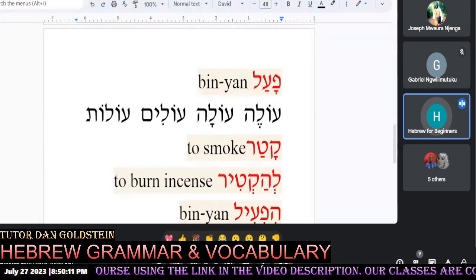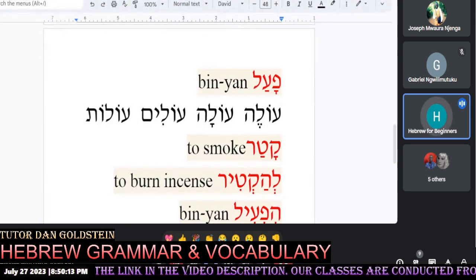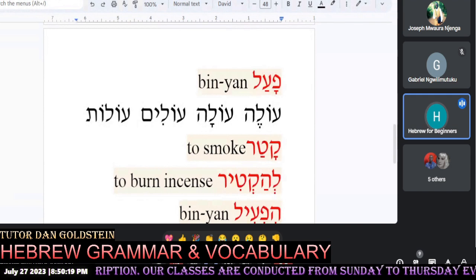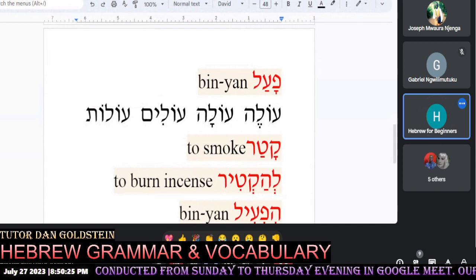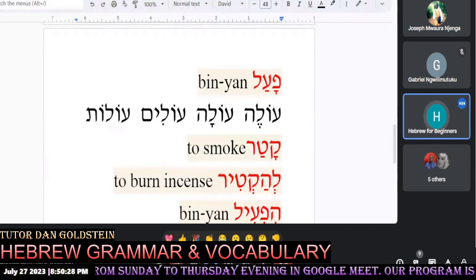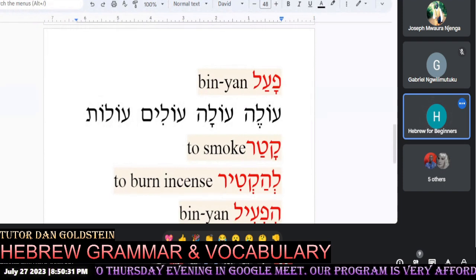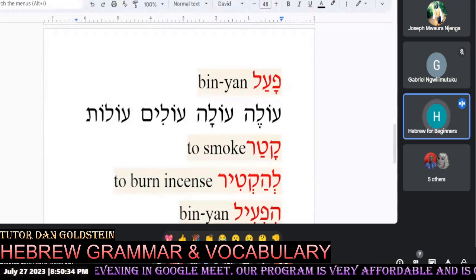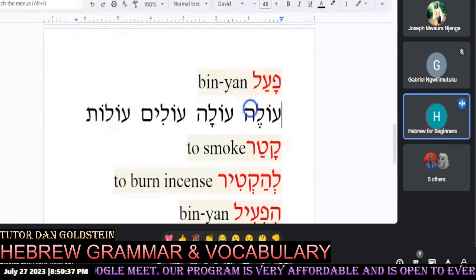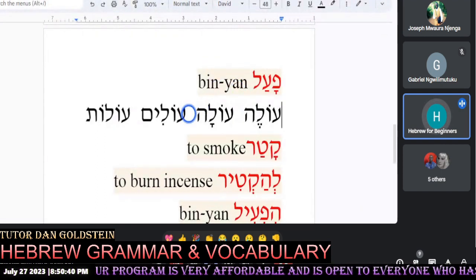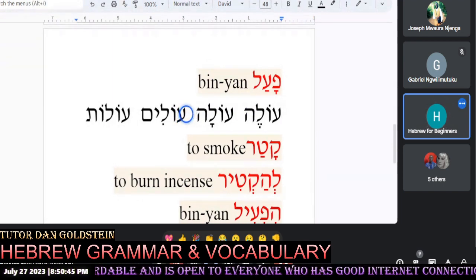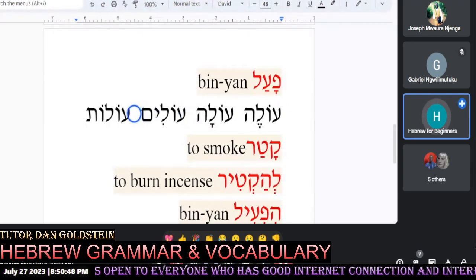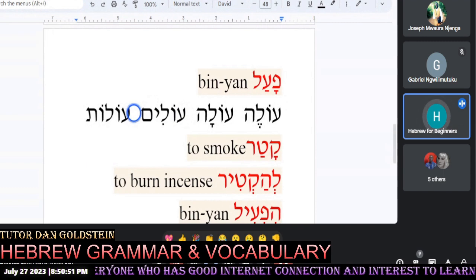Johanna, the translation is he goes up, she goes up, they go up, masculine form, olim, or they go up, a feminine form, olot. Or it could be we go up, anachnu olim. If it was a group of men, anachnu olim, we go up. Or if it was a group of women, anachnu olot, we go up.